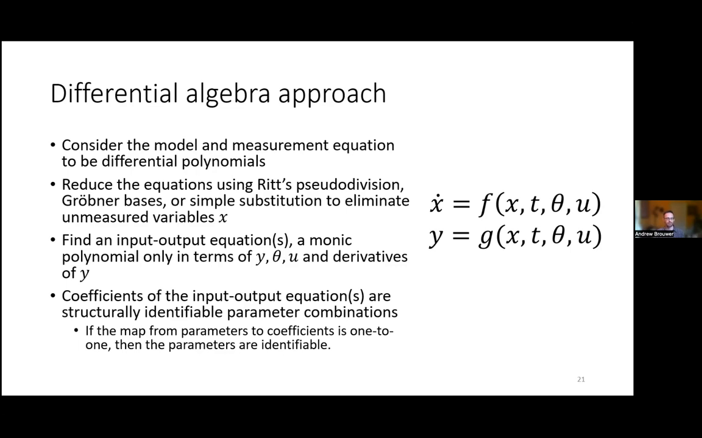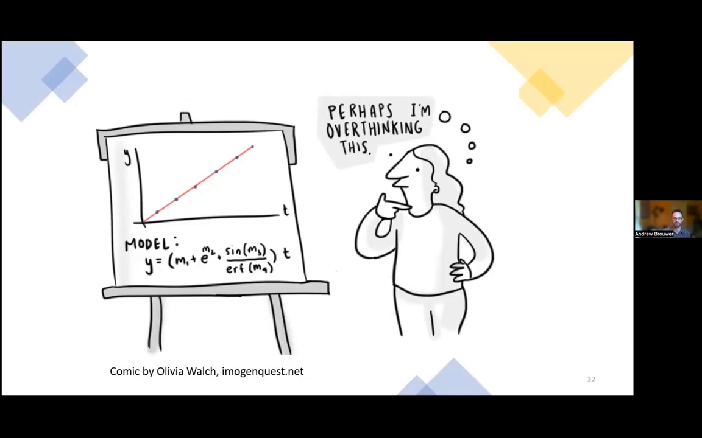And so our goal is to find what we call the input-output equation, a non-unique equation that's a monic polynomial only in terms of y, theta, and u, and perhaps derivatives of y. U here is a constant, so we're not going to think about derivatives. And so the coefficients of the input-output equation are the structurally identifiable parameter combinations. Anything that we know we could see as a coefficient in our input-output equation is something that we could determine from perfectly observed data. And so ultimately, if the map from the parameters to coefficients is one-to-one, then great, our parameters are identifiable.